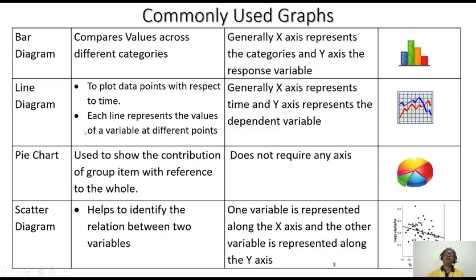Then comes the line diagram. A line diagram generally has two axes, the x-axis and the y-axis. Along the x-axis, we take one variable. Along the y-axis, we take another variable. And then we connect the points that we obtain by plotting the values of y for different values of x by a line. That is called the line diagram. We can have multiple line diagrams in the same graph, provided they have similar types of x values. That will make things comparable also.